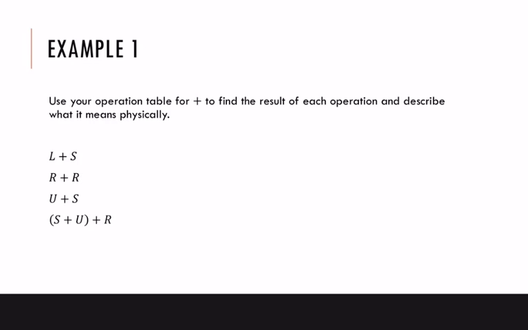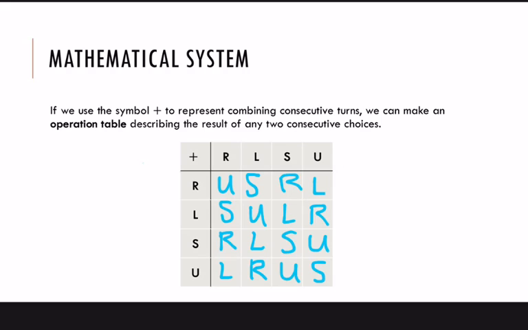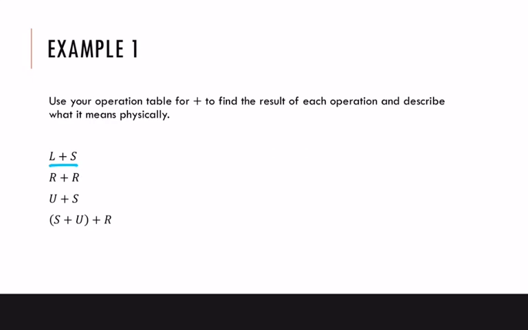All right, one thing that we could do is find the answer to addition-like problems. Some of these we can just look back at the chart, like L plus S. You would go back, here's L, that's your first one, here's S, and then you find the intersection, so L plus S is L. Right plus right, U plus straight, you can see those.